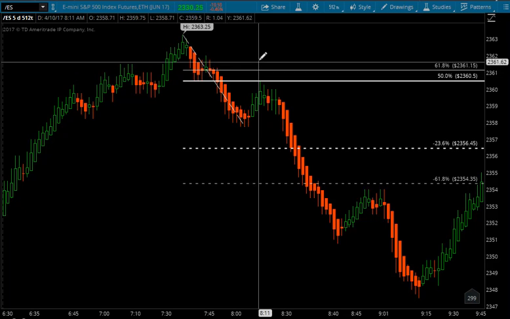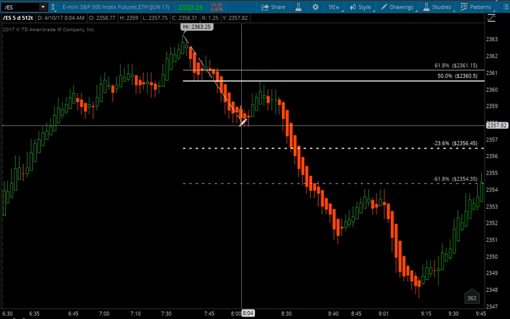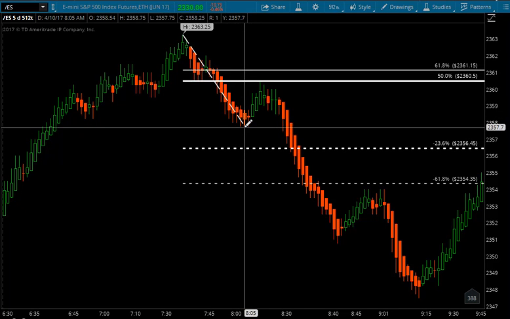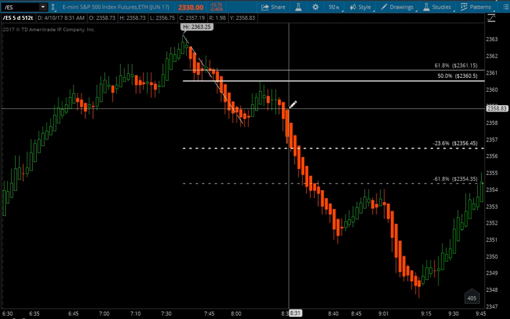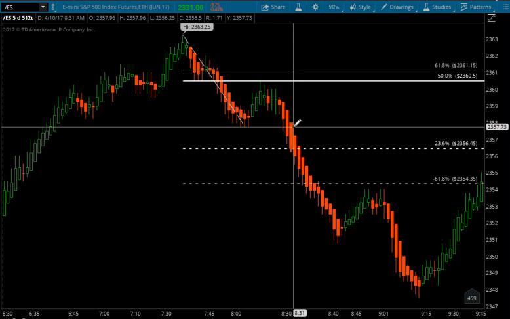Leave my stop alone at the onset of the trade. Once we break down below the swing low, that lower anchor point that I'm using here, then I'll begin to trail my stop above each candle on the way down.